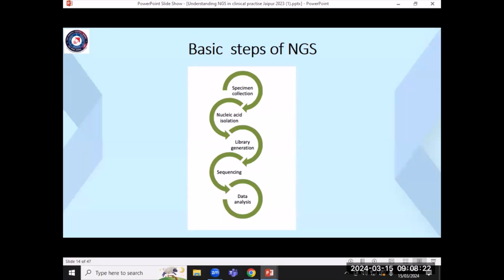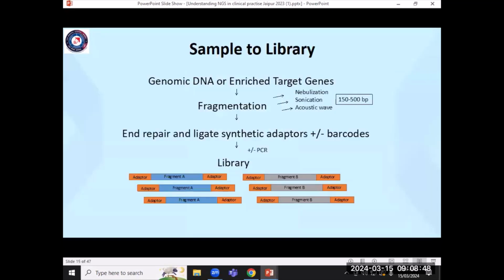Now, when we talk about different platforms and chemistries, they vary in terms of library generation and the sequencing chemistries they use. There are major players in the market like Thermo Fisher Scientific and Illumina. You must have heard about hybrid capture panels, or amplicon based chemistries. They all differ in the way you make your library, how you generate your clusters, and finally how you analyze your data. So simply, I'm talking about a hybrid capture.